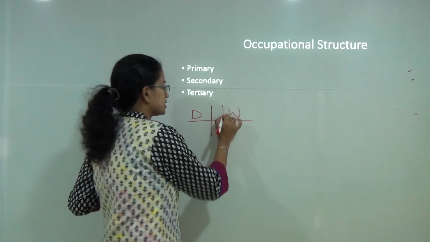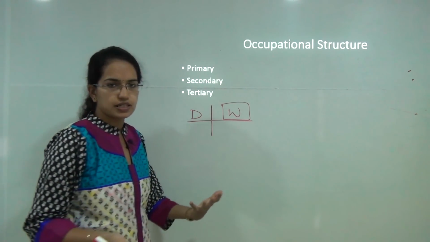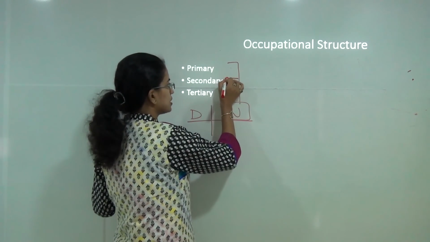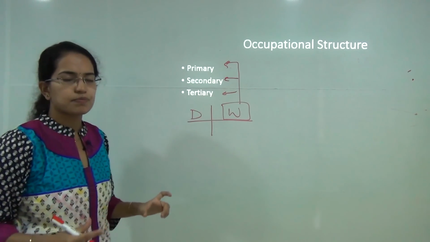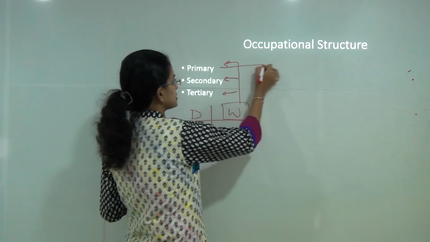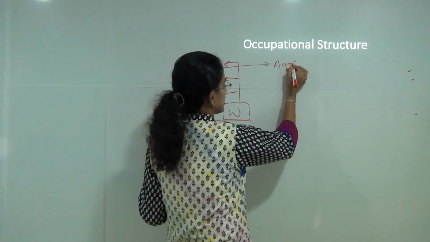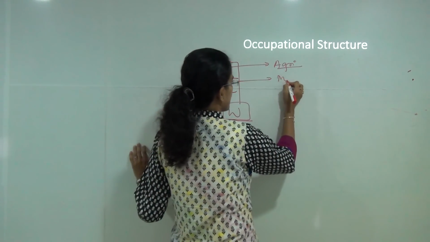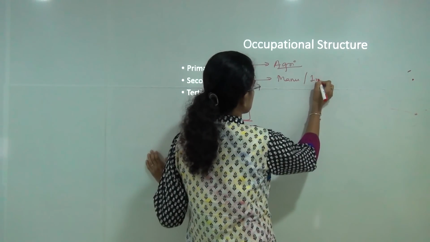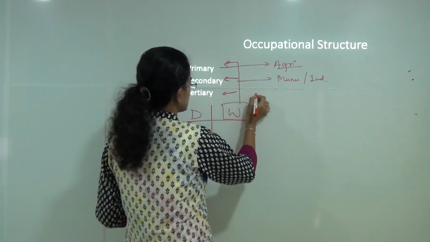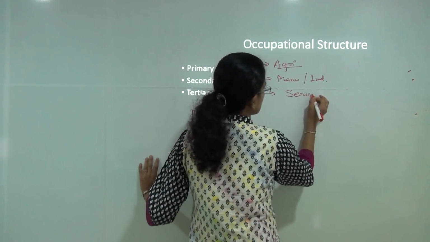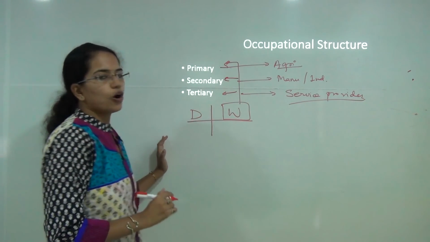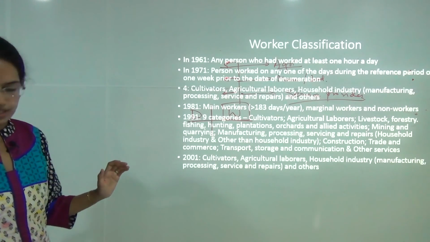The next is, within this working population, the kind of activity they are engaged in. So this working population can further be divided into 3 aspects. You have the primary activities, which involve agriculture and allied activities. You have secondary activities that mainly deal with manufacturing and industrial activities, and finally tertiary, those are the service providers. So you have broadly 3 kinds of activities or occupational structure visible in any country.